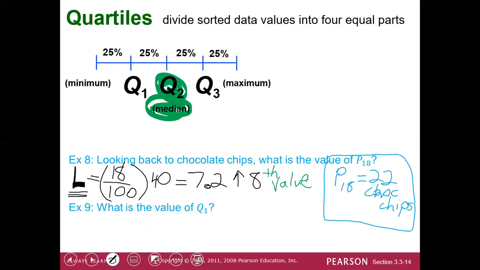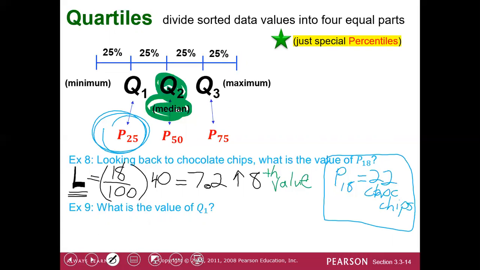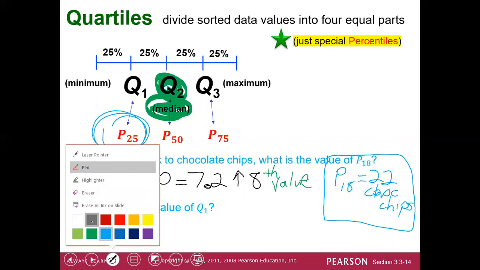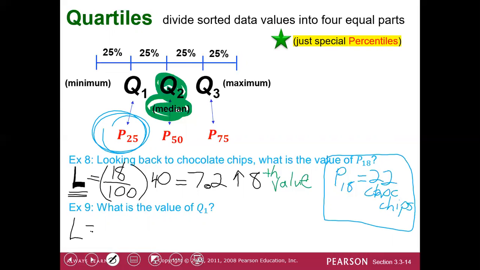For number 9, what is the value of Q1? Well, for Q1, I use the fact again that Q1 is just percentile 25. So think of it as percentile 25 instead, and I can run the same formula. L is the percentile, which is 25 over 100, multiplied by 40. That will give me 10. Now remember, that's not the answer to the problem.